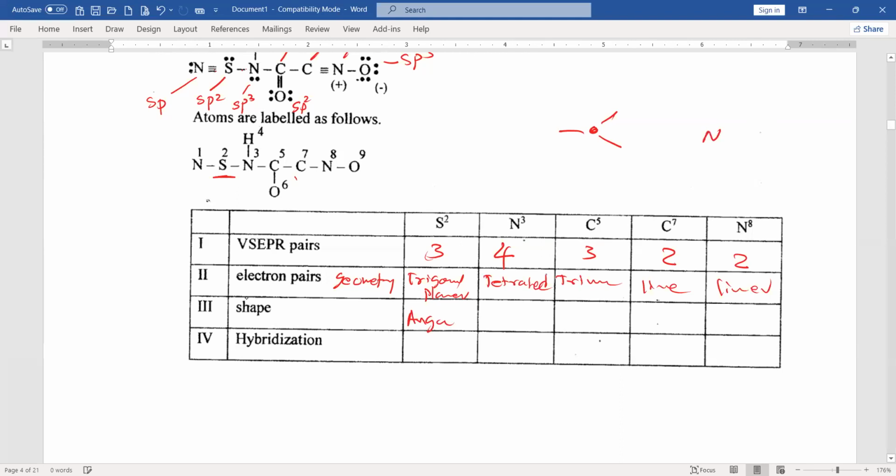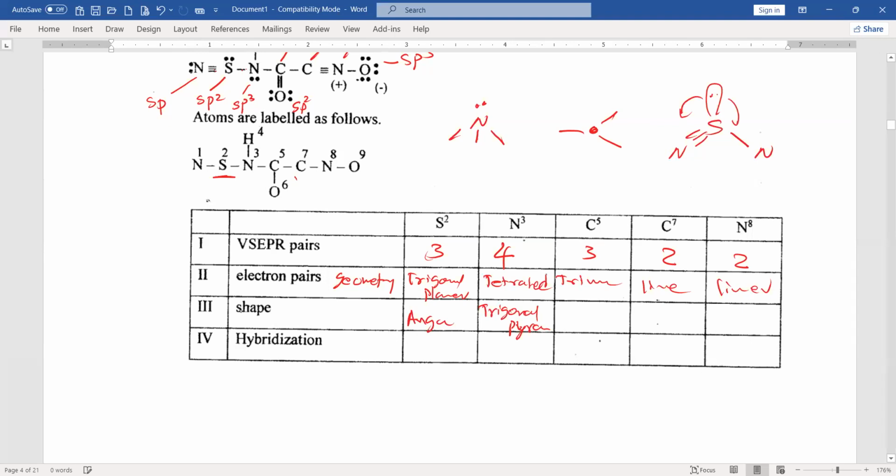Sulfur here. Sulfur is triple bonded to nitrogen and single bonded with the other one, and we have this lone pair. Because of the repulsion felt by the nitrogen, this lone pair, this is angular. Then 4 means it is tetrahedral. The electron pair geometry is tetrahedral, but we have 1 lone pair and 3 bond pairs, same as ammonia. That is called trigonal pyramidal. 3 bond pairs and 1 lone pair means trigonal pyramidal.